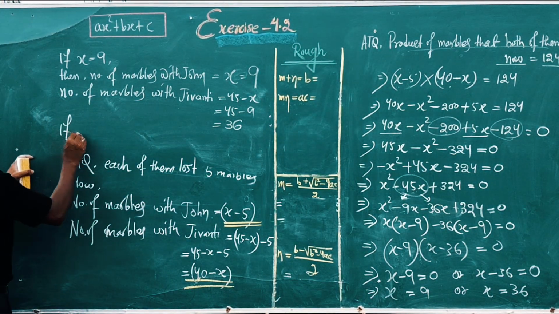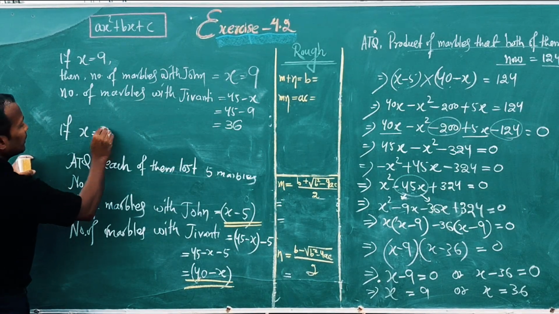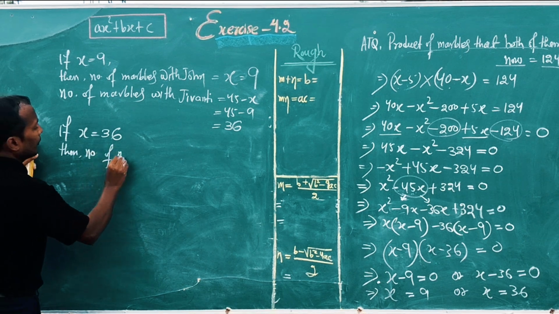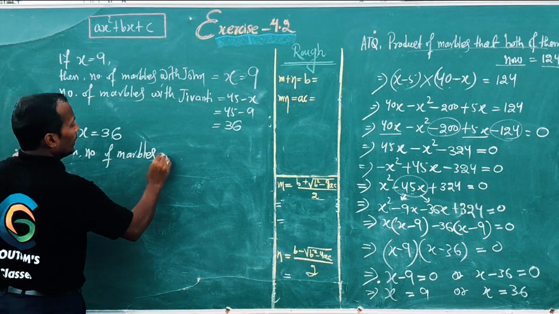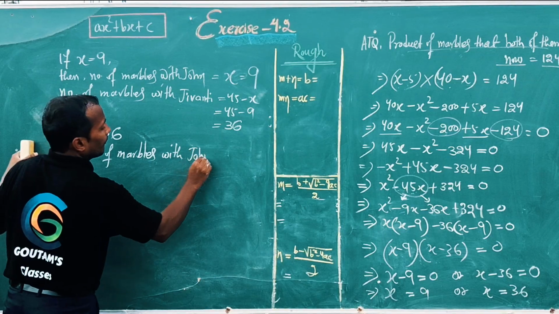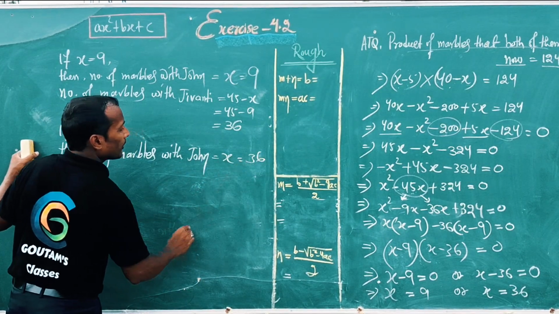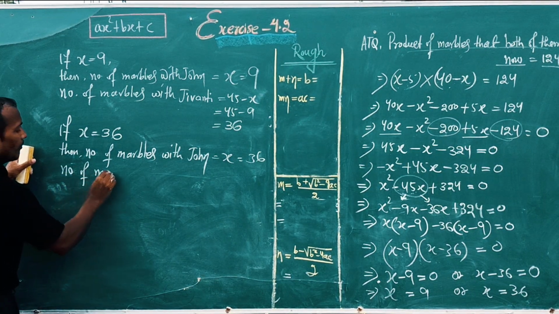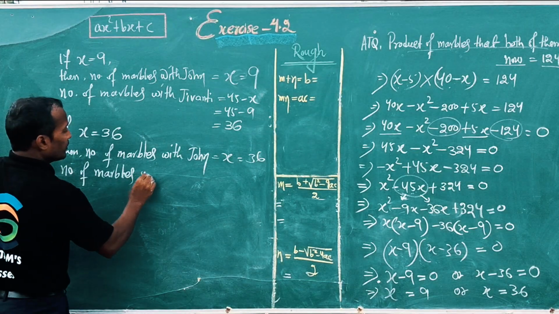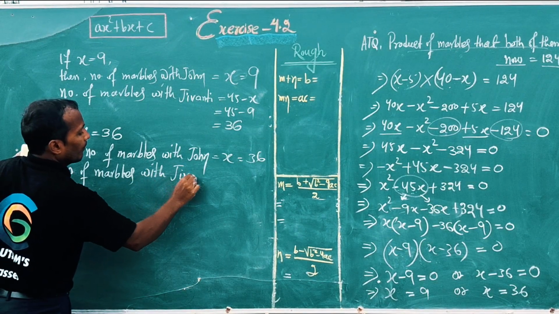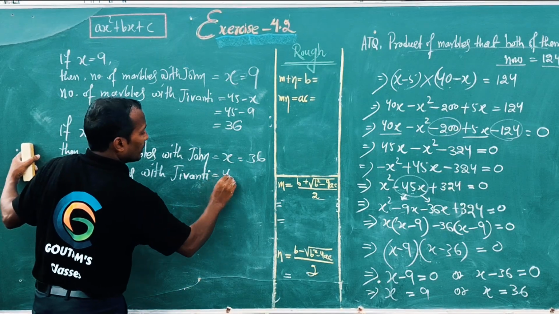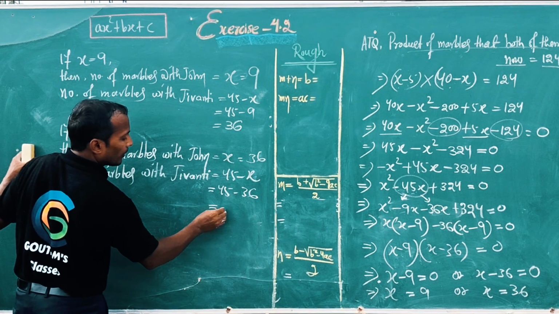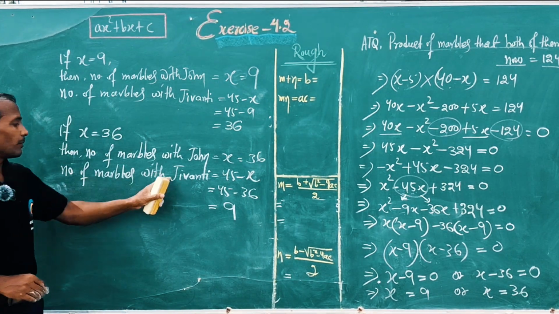If we take x is equal to 36, then the number of marbles with John is x, which means 36. 36 marbles John has, and the number of marbles with Jivanti will be 45 minus x, which means 45 minus 36, which means 9. So the number of marbles Jivanti will have is 9.